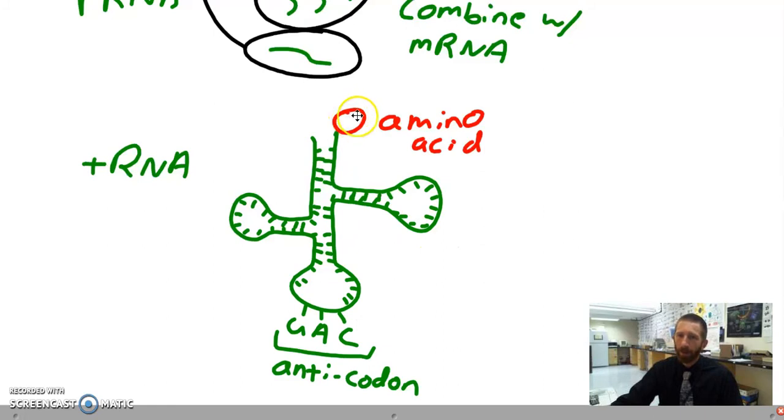And this amino acid is specific for this anticodon, right? So we have 20 different amino acids. We have 64 different anticodons. We'll get to that later. But with 64 different anticodons, there has to be at least 20, possibly 64 different tRNA molecules, right? And notice this is where I said that most of the time RNA is single-stranded, sometimes it's double-stranded. tRNA is an example of where it's sometimes double-stranded.